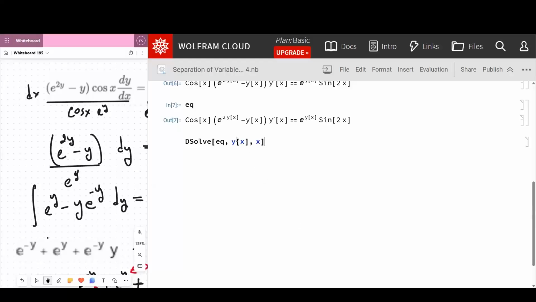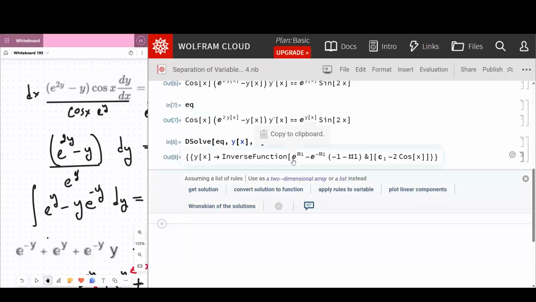So I need to enter 2 more parameters here. I need to enter the equation. I need to enter the dependent variable, the function I'm looking for actually, and then the independent variable x. Okay, and so here we go. Here's the answer. Now, of course, the question is, what in the world does this mean?